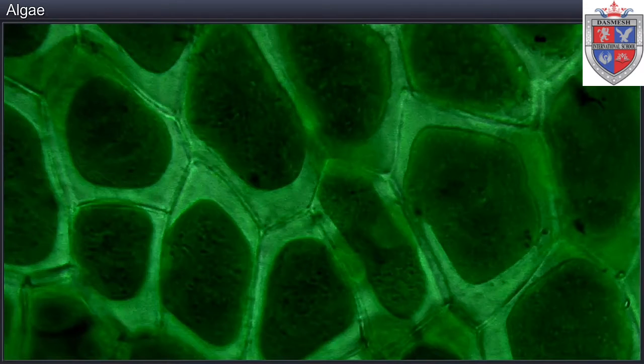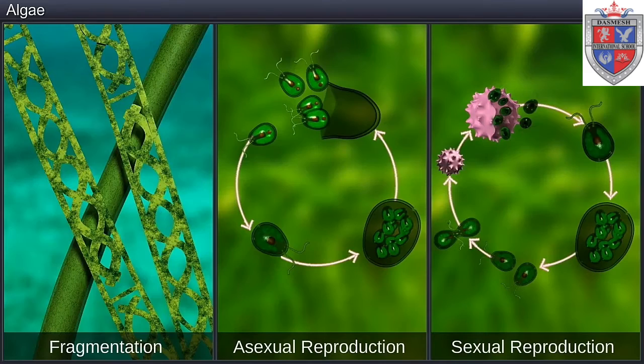In definite chloroplasts, you can find the localized pigments chlorophyll A and B that give the algae the color of green grass. Green algae can reproduce vegetatively through fragmentation and asexually by flagellated zoospores, as well as sexually.